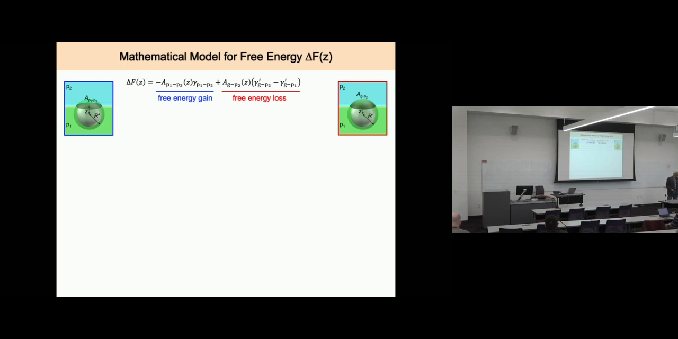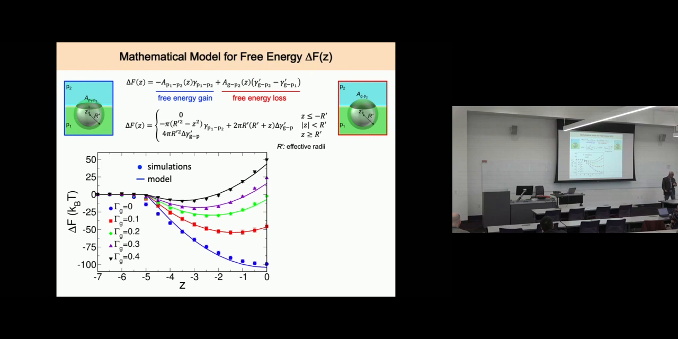So what's the energy corresponding to that? Is the area of this cap multiplied by the difference in the surface energy of this polymer interacting with this fluid and that fluid. Very simple, okay? It turns out that this very simple model can basically fit all the data over there, okay?